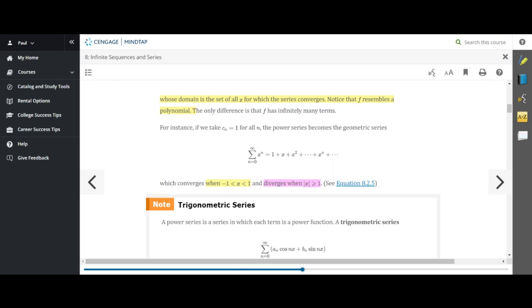And they say see equation 8.2.5. When they're referring to that equation, they're just referring to section 8.2. Let me see here. One moment.